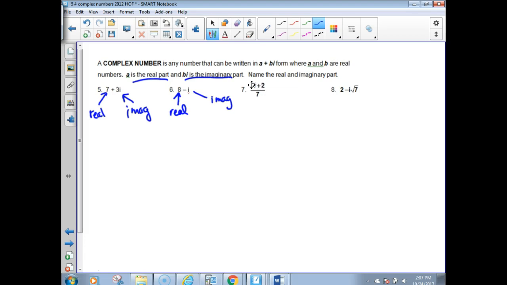But on number 7, we can separate that. Whenever you have a sum or a difference in the numerator with a whole number denominator, you can separate this into fractions. That'd be 5/7 i plus 2/7. This is the imaginary part first, and the real part's the 2/7. Okay, and on 8, 2 is the real part, and i times the square root of 7 is the imaginary part.